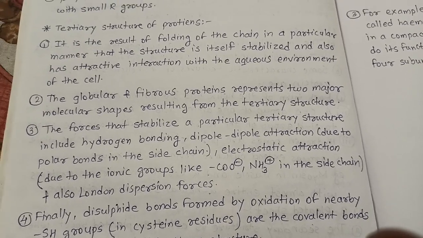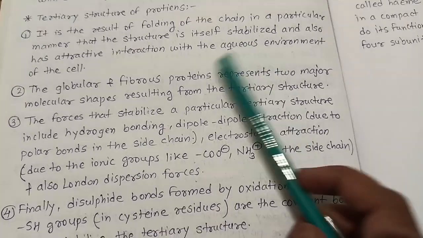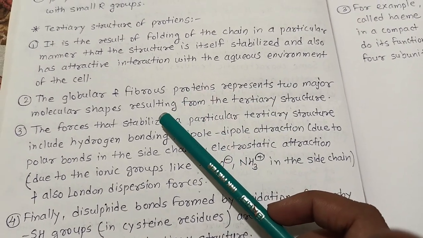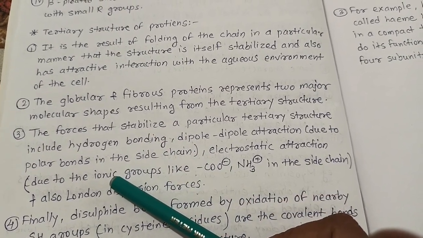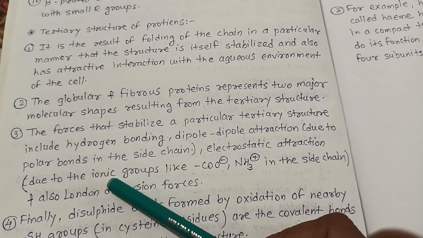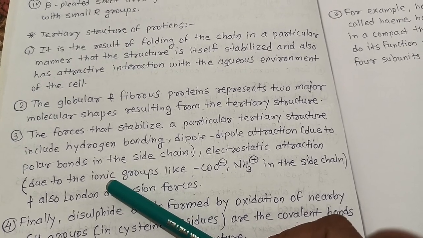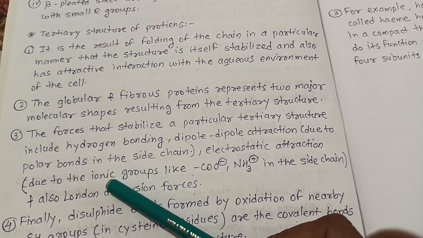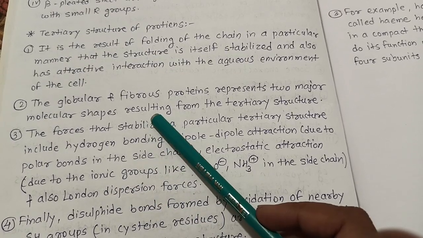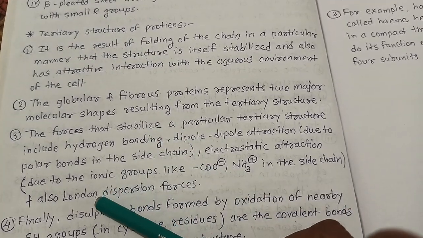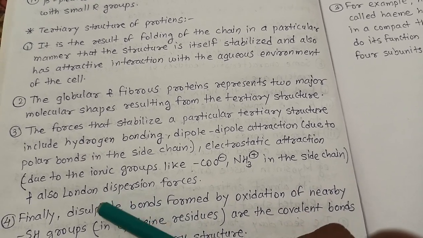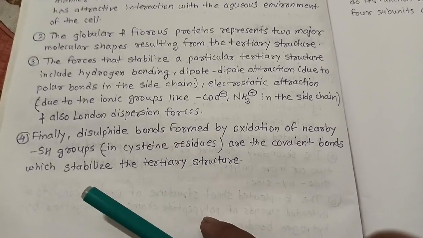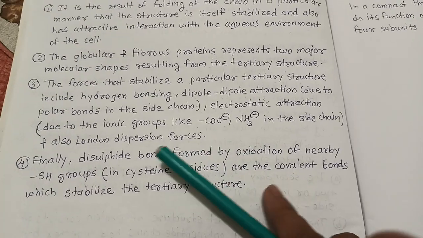Now let's go to tertiary structure of protein. It is the result of folding of the chain in a particular manner so that the structure is itself stabilized and also has attractive interaction with the aqueous environment of the cell. The globular and fibrous proteins represent two major molecular shapes resulting from the tertiary structure. We distinguished globular and fibrous protein in an earlier video.